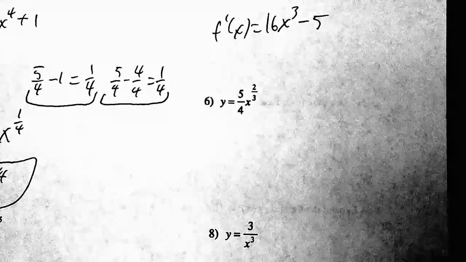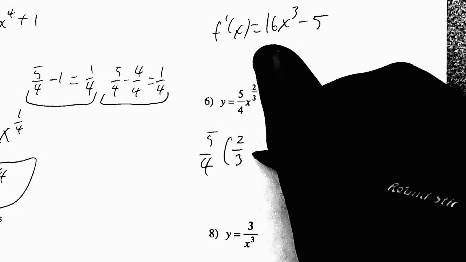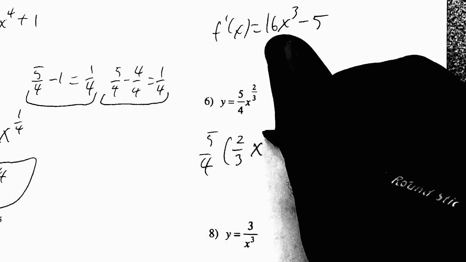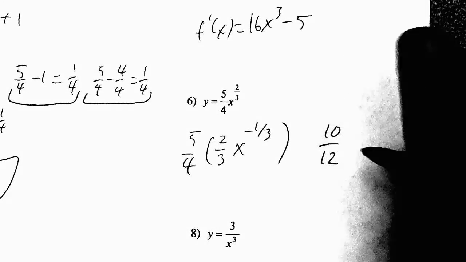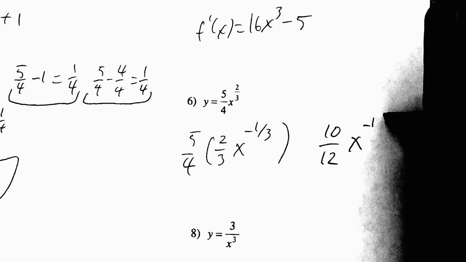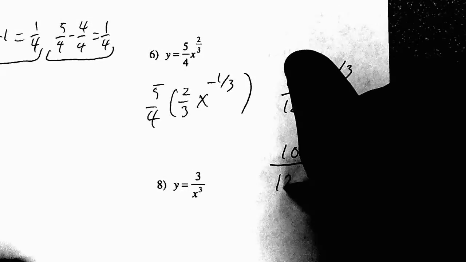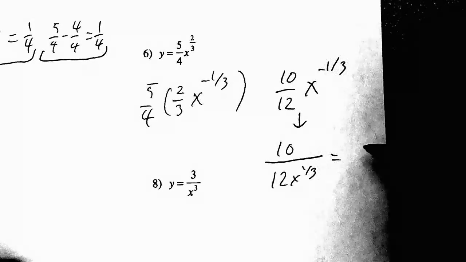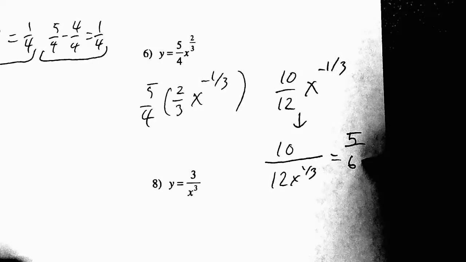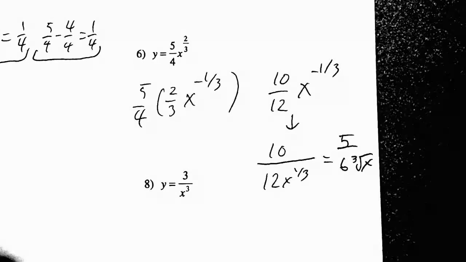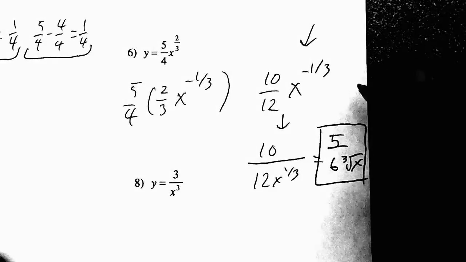Next one, y equals, so this is the same thing. Bring the 2/3 out front, times x to the negative 1/3. 5 times 2 is 10, 4 times 3 is 12, x to the negative 1/3. If we were simplifying this more, this would become 10 over 12x to the 1/3, which would be 5 over 6 times the third root of x. This would technically be the most simplified version. If you're giving me the other form, that's all right, but this would be the most simplified.